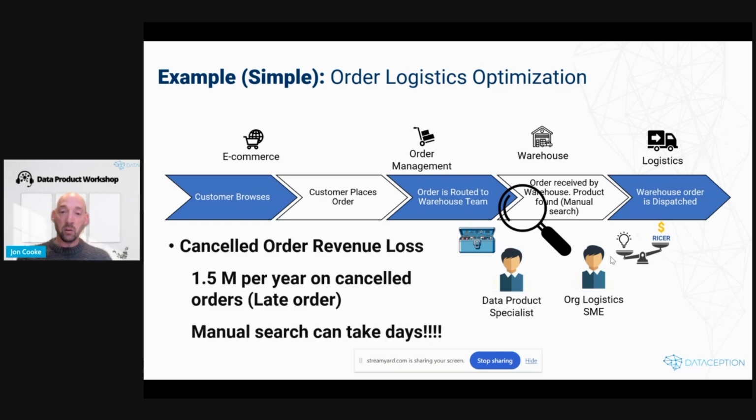So what we do is measure that and say, what's the actual business impact of this? There is quite a big impact here. It's 1.5 million a year, because a lot of orders get cancelled because they run late. And one of the major reasons they're late or take a lot of time is this manual search in the warehouse. If someone orders it, they want it in 1 or 2 days. This can take up to a week, and 2 or 3 days could be on the order. So an obvious opportunity here to build an optimization in the warehouse to find these products and then just dispatch them really, really quickly.